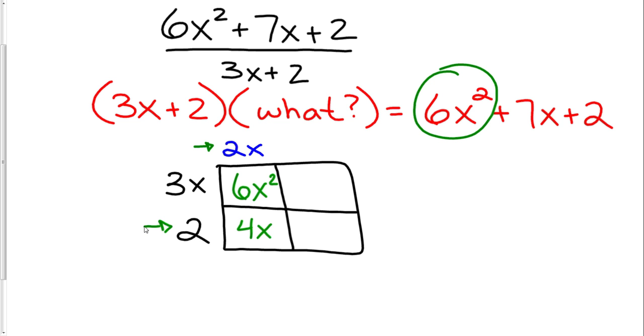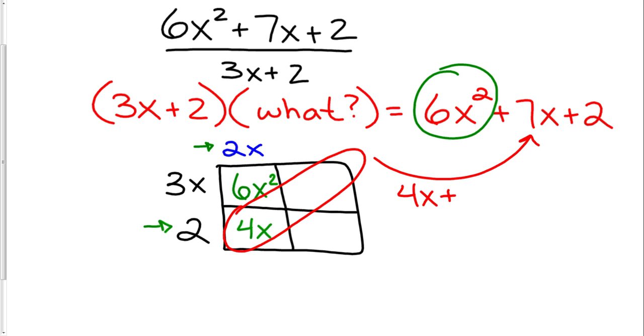Now we know from our multiplication that our diagonal has to add up to the middle term. So 4x plus what gives us 7x? Well, the answer should be 3x. 4x plus 3x gives us 7x. So we take that 3x and we put it here.